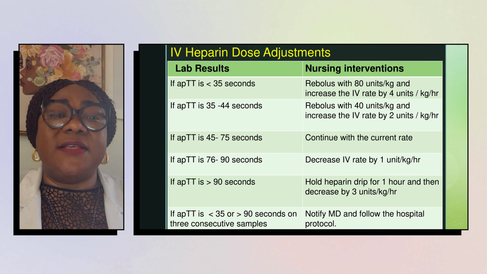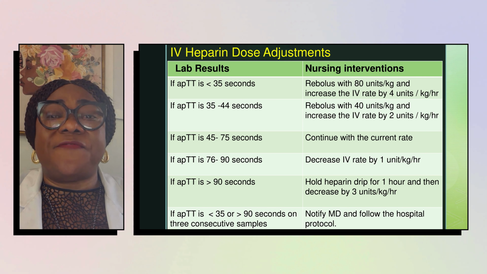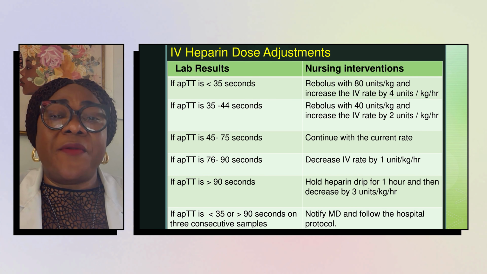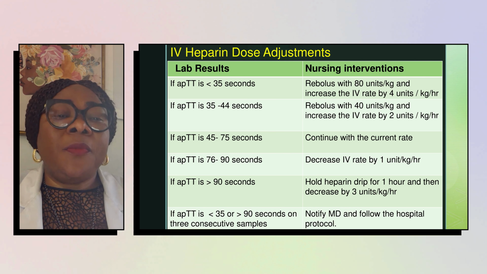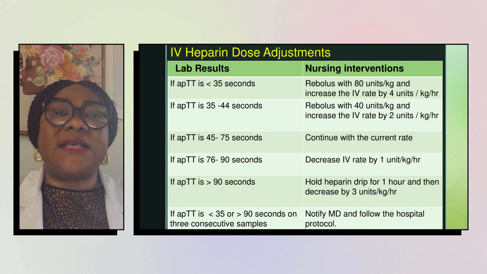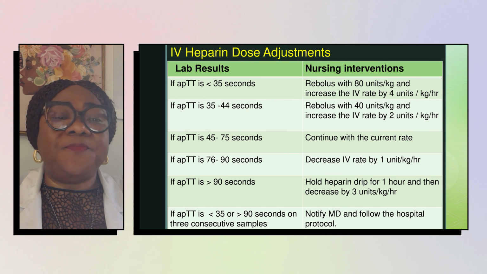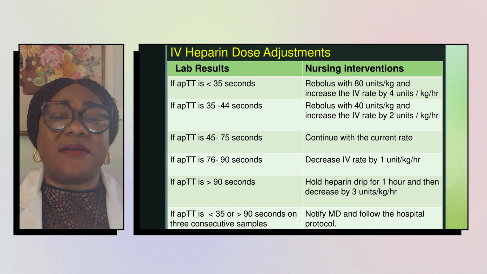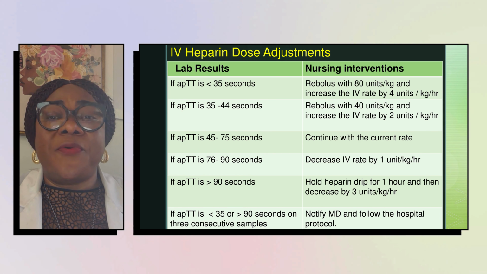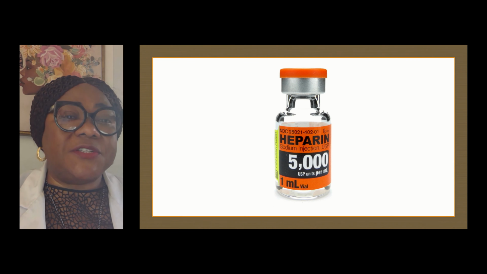If the APTT is between 45 and 75 seconds, we don't have to do any changes. That means it is therapeutic. We continue with the current rate. If APTT is between 76 and 90 seconds, we decrease IV rate by 1 unit per kg per hour. If it is greater than 90 seconds, we have to hold the heparin drip for 1 hour and then decrease the rate by 3 units per kg. When we say hold, it means stop the infusion. And note that you must notify your doctor if you have that range because it's very high.